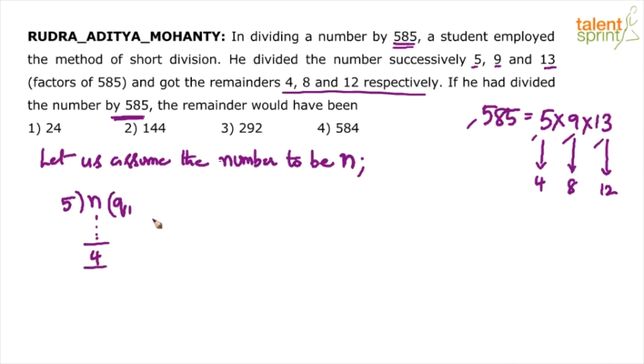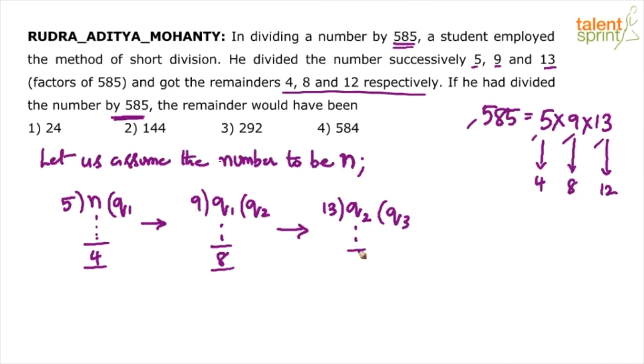What do you do in the next step? Now you divide the quotient. The new quotient q1 becomes your dividend and is divided by 9. You get a new quotient q2, and the remainder is 8. In the next step, q2 is divided by 13. These are successive divisions: first divide by 5, whatever result you get, divide by 9. We got q1, we divided by 9. We got q2, and we divide q2 by 13. You will get q3 as the new quotient. And the remainder in this case is 12.